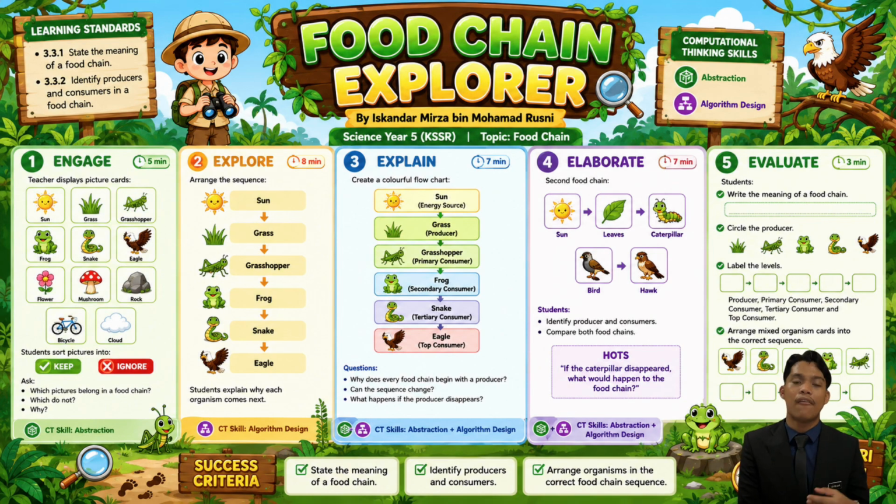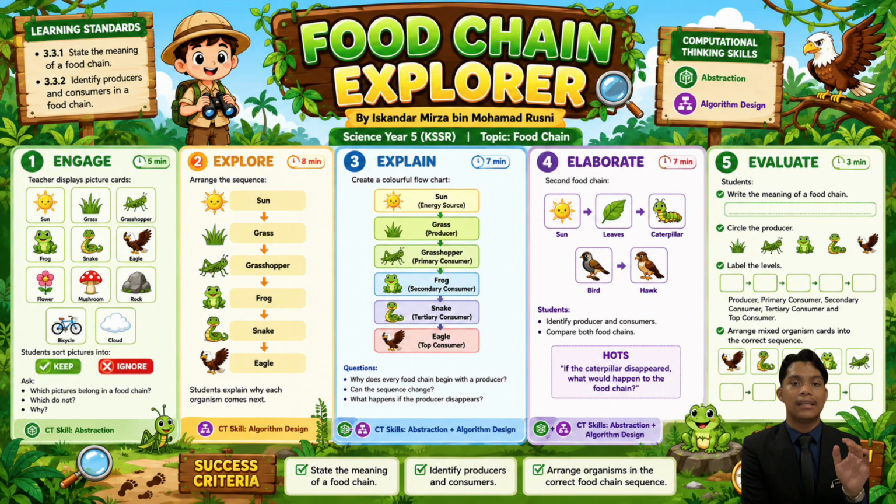reasoning. The integration of abstraction and algorithm design enables students to organize scientific information systematically while strengthening logical thinking. Abstraction helps students determine what information is important, whereas algorithm design teaches them how that information should be arranged into a meaningful sequence. Together, these computational thinking skills improve students' conceptual understanding and prepare them to solve more complex scientific problems in the future. In conclusion, the graphic organizer is not merely a visual aid but an instructional tool that promotes meaningful learning through computational thinking.